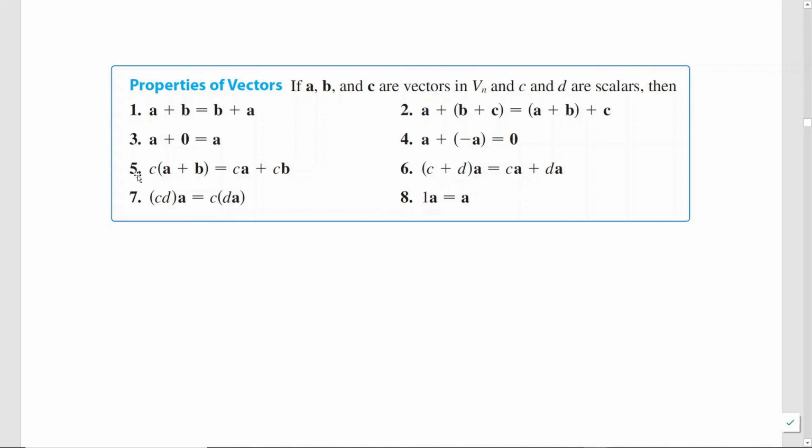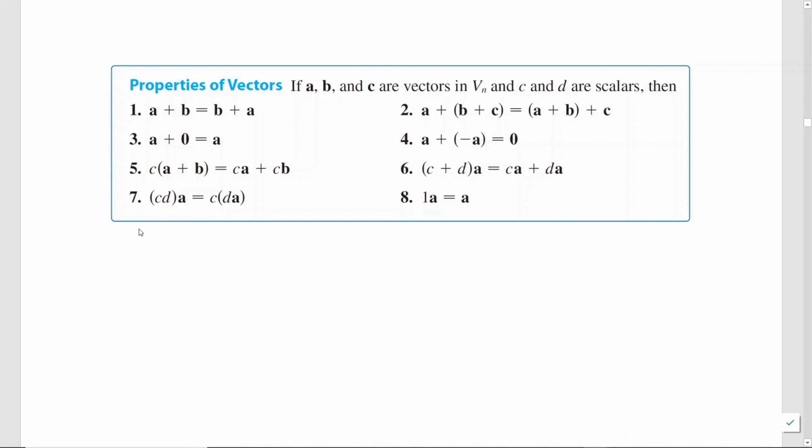So the difference between properties 5 and 6 is here. In property 5, we have a single scalar and two vectors, so the scalar distributes over the vectors. In property 6, we have two scalars and a single vector. Here, the vector A distributes over the scalars.